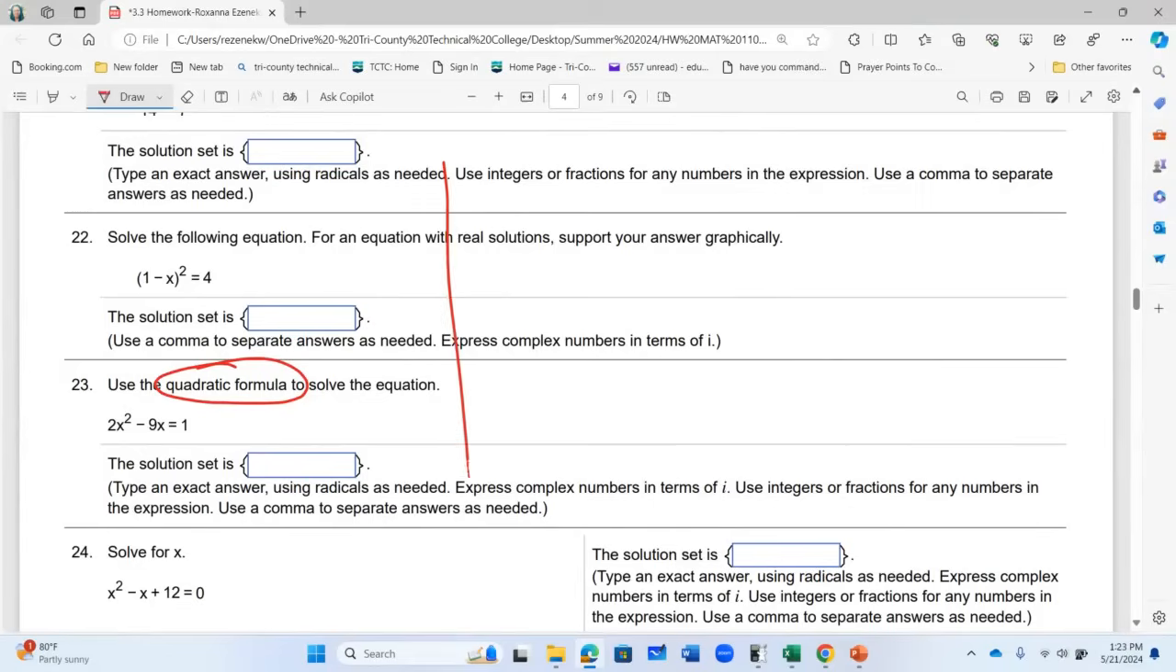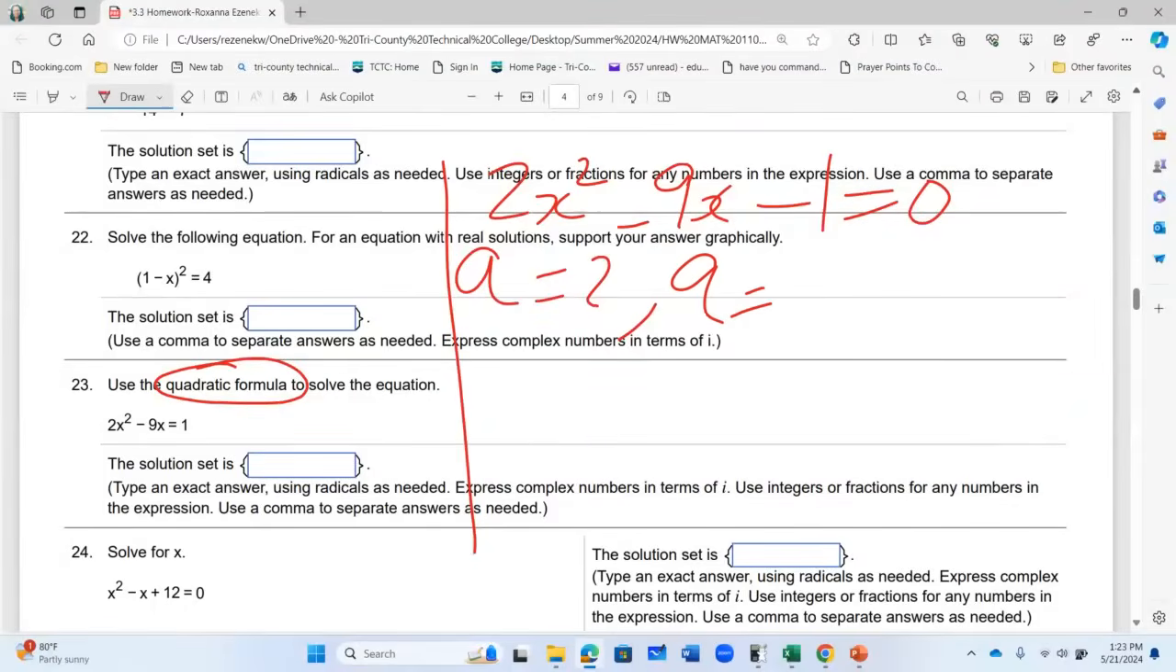So the first one I'm going to do up here. I have 2x squared minus 9x, and I want to bring negative 1 to the left-hand side, equal to 0, so it can be in standard form. So I made the quadratic function look like a standard form. The next thing is to find the coefficients. The leading coefficient is 2. The coefficient of the linear term is negative 9, and that is b, not a. The constant term is negative 1.